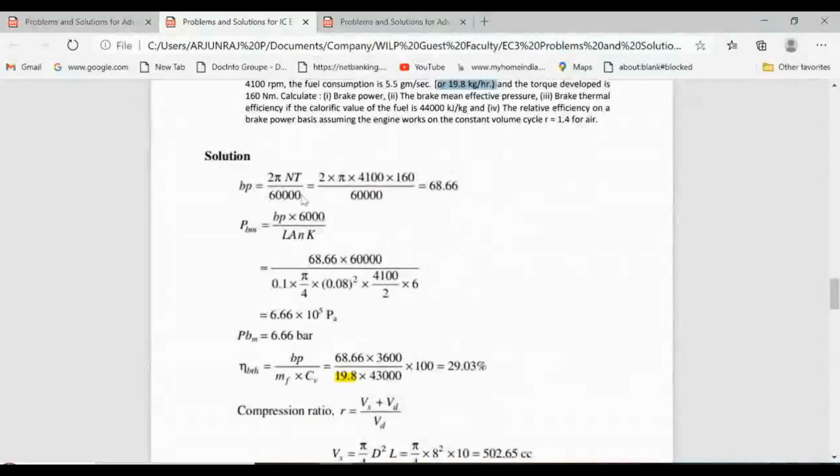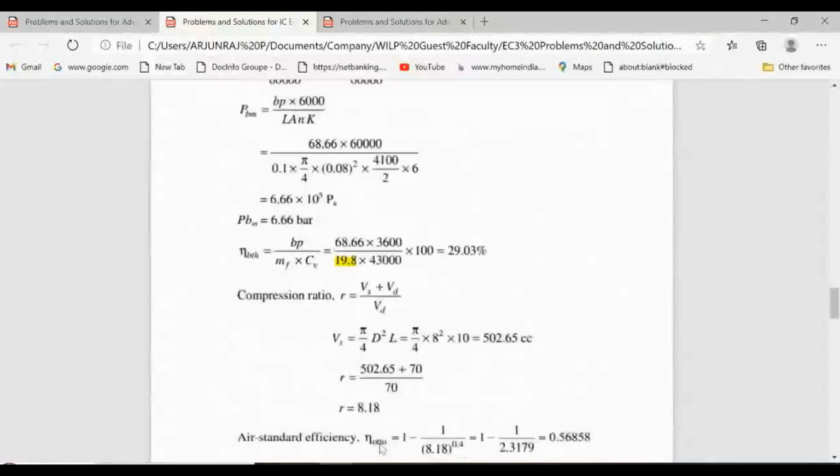So brake power is nothing but 2 pi NT by 60,000, and mean effective pressure is nothing but brake power by L A N K by 60,000, and this 60,000 goes upward. So you get it in terms of Pascal, and you need to convert it in terms of Newton per meter square, in terms of bar. And the brake thermal efficiency is nothing but brake power over the mass flow rate of the fuel times the calorific value.